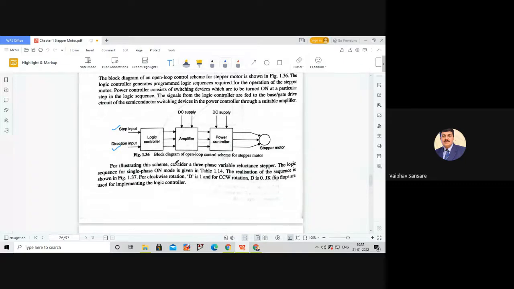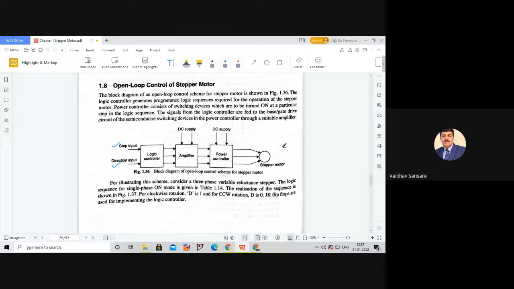According to the inputs provided to this logic controller, the JK flip-flop will initiate the required pulses. Suppose we consider a three-phase stepper motor. That means the motor consists of three phases on the stator, and I think now you are familiar with this stator construction. There are total 6 poles and 3 sets of 6 concentric windings placed on those 6 poles, and diametrically opposite coils are connected in series so that there is a formation of 3 phases. So we consider this 3-phase stepper motor.